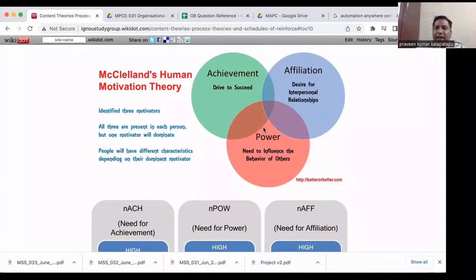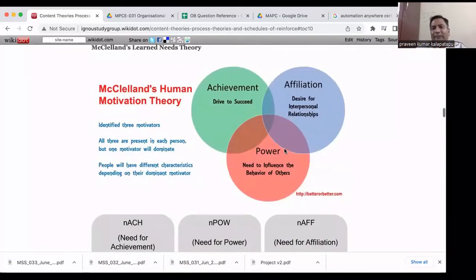Every person will have a combination of these three. There could be some achievement, some affiliation, some power in different quantities. McClelland says these are the three drives, or three need types, that everybody will have in them. And some people will have some aspects dominant. Some people are more towards power, some people are more towards affiliation.